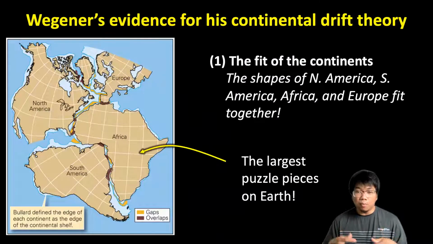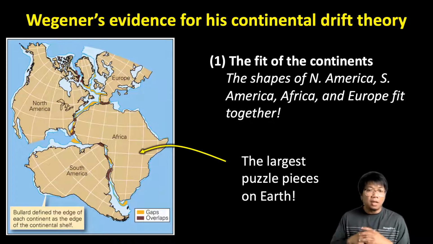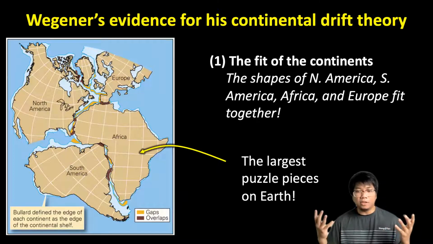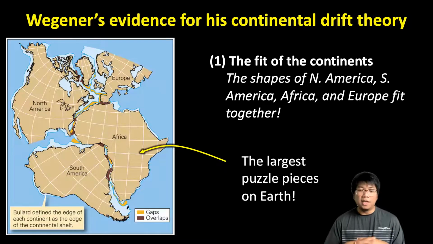In science, when someone proposes a new idea, they must defend that idea with scientific evidence, and that is the same case with Wegener's new theory at the time. Wegener collected evidence that is primarily based on geology and paleontology. Let's take a look at his first evidence, which is the obvious fit of the continents. As you can see in this figure, the shapes of North America, South America, and Africa look like the largest puzzle pieces on Earth, and they all fit nicely like that. So that is Wegener's first evidence for his theory.